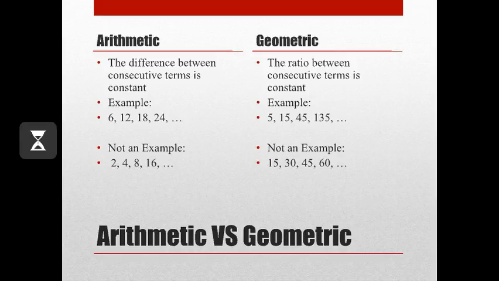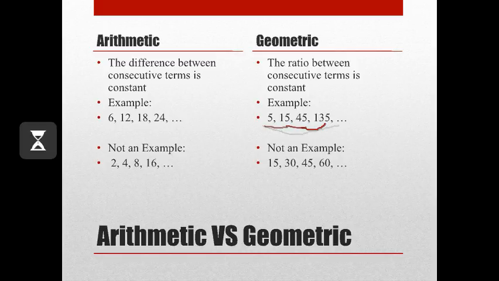So in your example, you have 5, 15, 45, 135. What are you multiplying by each time? To get 5 to 15, you're multiplying by 3. 15 to 45, you're multiplying by 3. 45 to 135, you're multiplying by 3.